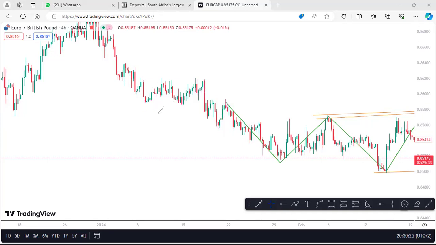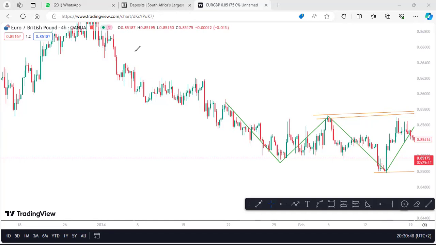We then move to what we know as Forex indicators. What are indicators? Indicators are mathematical tools that we use to help us make our trading decisions.